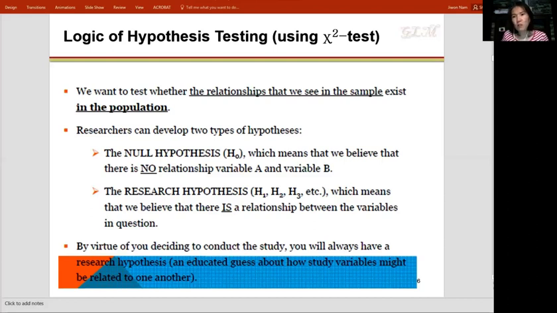But in the research paper, you use the researcher's hypothesis. Whenever you pose the hypothesis, you use the researcher's hypothesis in your paper. But when you use SPSS and do hypothesis testing, you use the null hypothesis, and your only interest is whether or not you can reject the null hypothesis.